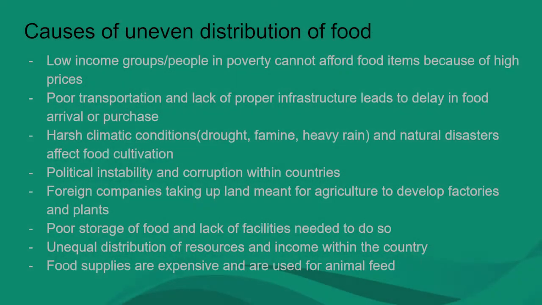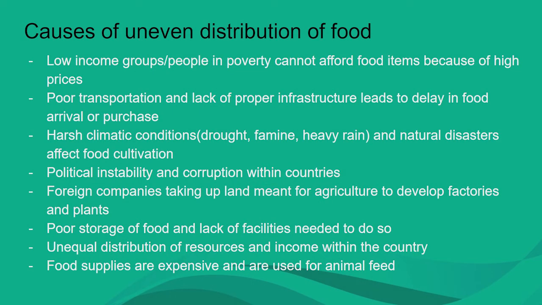The causes of uneven food distribution can be attributed to the points listed below. High food prices cannot be afforded by low-income groups and those living in poverty, and this affects their mental and physical well-being. Poor transportation and road networks lead to delay in arrival of food supplies, especially for the impoverished and the malnourished people. Lack of infrastructure such as roads and buildings, and climatic conditions such as drought, famine, and natural disasters affect countries' food production. This also harms the supply of food available for consumers in the country.